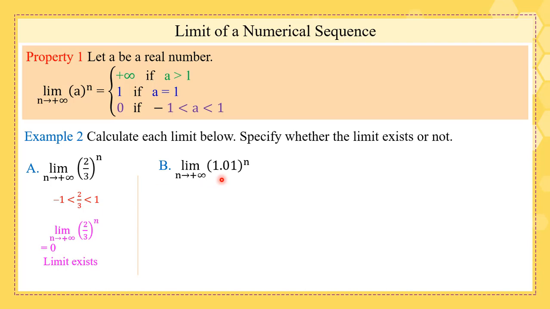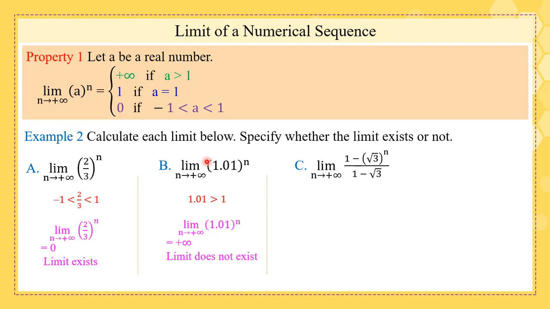Part B, we need the limit of 1.01 to the power n. Well, a in this case is greater than 1, so its limit is going to be plus infinity, and the limit does not exist.